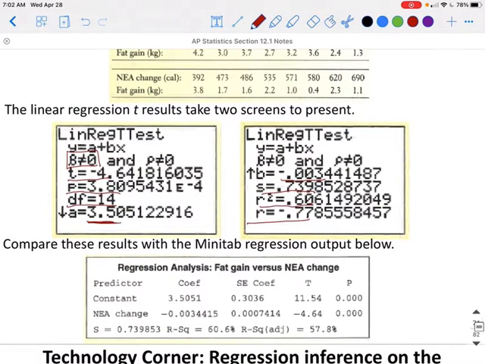So let's compare these results from the Minitab regression output below. We know that our constant or our A value, those two match. Our slope matches. Our T value for the slope is the same. The P value says 3.8 times 10 raised to the negative fourth, so our P value matches because we are going to have three zeros. The R squared is the same, and the S value is also the same.